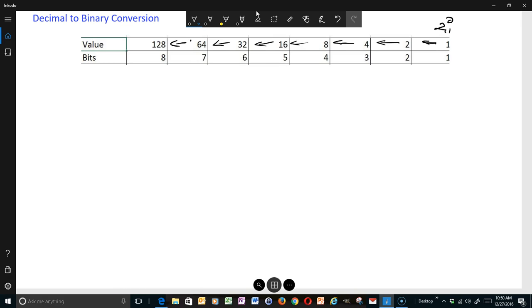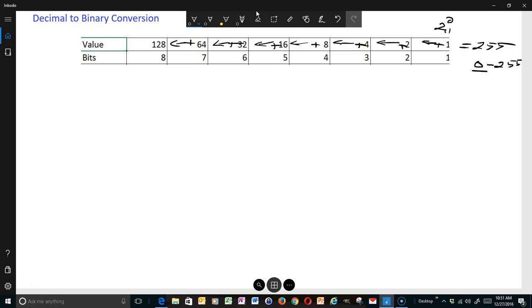If we add all of these things up, 128 plus 64 plus 32 plus 16 plus 8 plus 4 plus 2 plus 1, we're going to get 255, which is our 256 numbers, 0 through 255 is 256. Remember, in networking, 0 represents something.